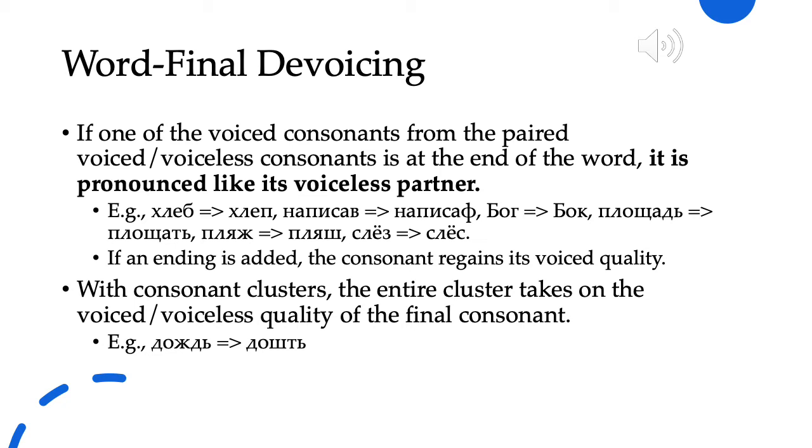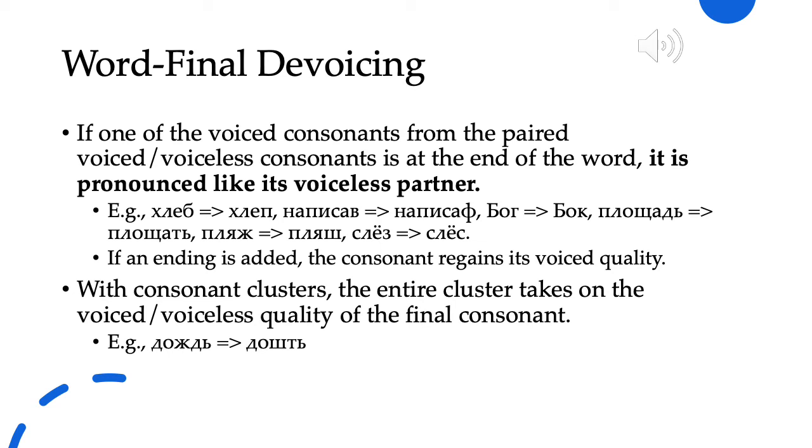Similarly, if you have a consonant cluster at the end of the word, not only will the last consonant devoice if it's the right kind of consonant, but all the preceding consonants will also devoice. So the most common example is the word dojd, rain, which is normally pronounced dosht. So that soft de at the end is going to be pronounced as a te, and then it's going to devoice the zh as well, which will become a sh. So dojd becomes dosht. And as a side note, you can see that it doesn't matter whether a consonant is soft or hard. They can both be devoiced.